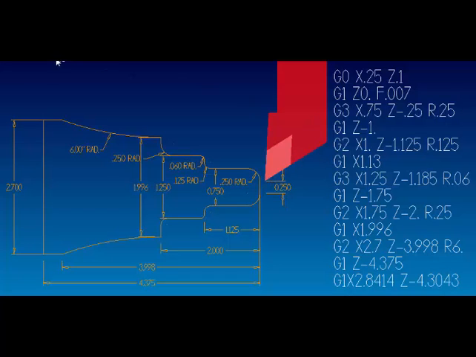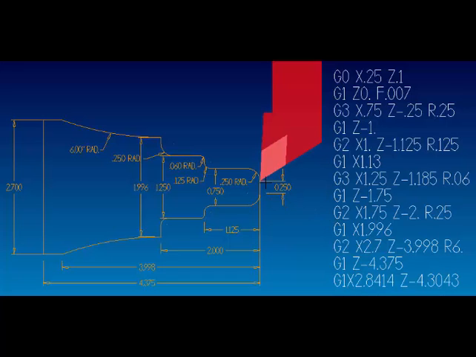Alright, so the first move we're going to make is right up against the part, which is a straight line move, G1, to Z0, which is the front of the part. And of course, the first time we call a linear move, we're going to have to activate the feed rate. So we're just going to do this at a feed rate of 7 thousandths per revolution.